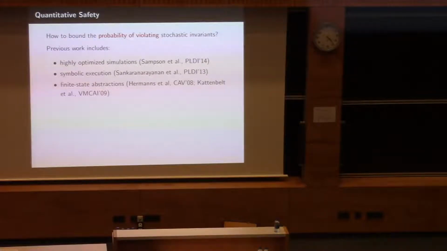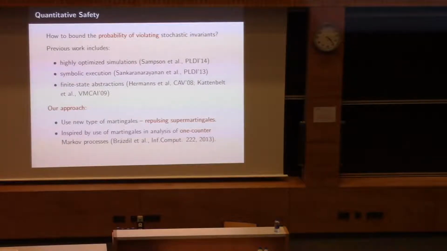And also, we do not require a priori to compute any finite state abstractions of the program. What we do is that we again turn to martingales, and we introduce so-called repulsing supermartingales, which are some sort of dual of ranking supermartingales. These are inspired by some research in formal methods, where similar martingale techniques are used in the analysis of so-called one-counter Markov processes.